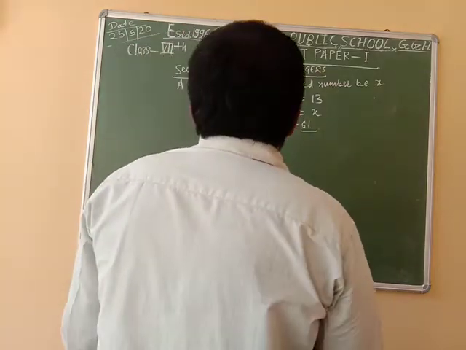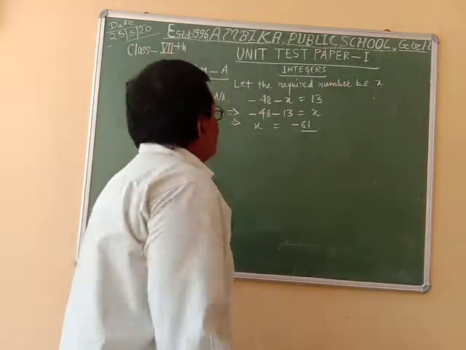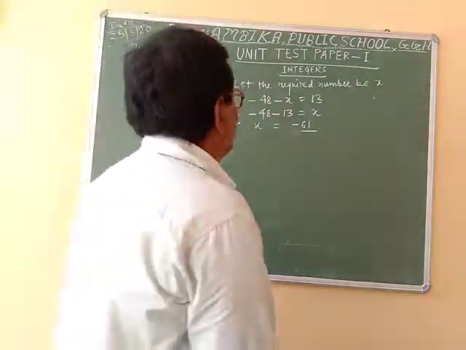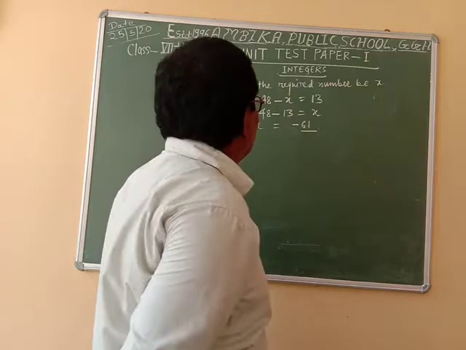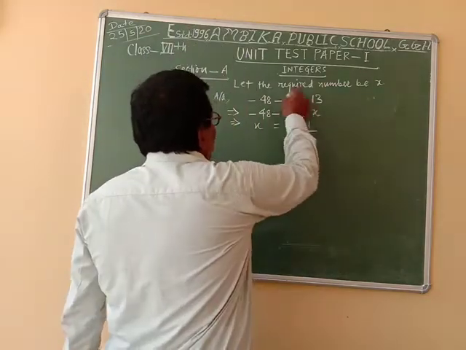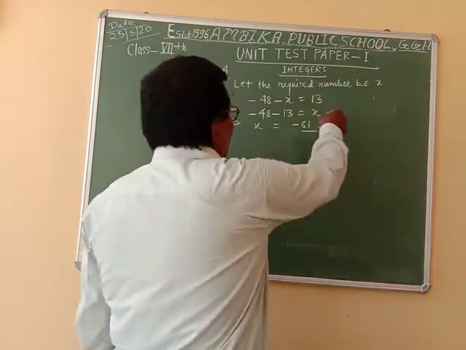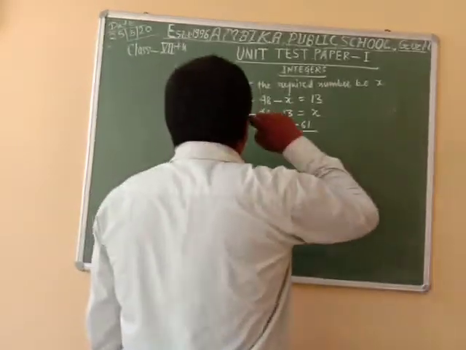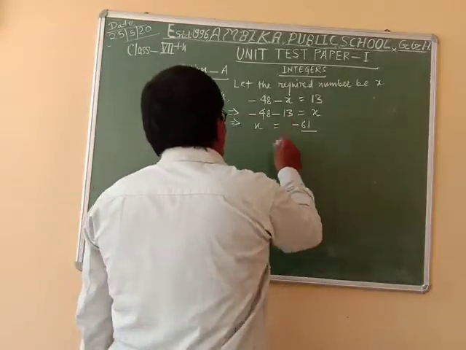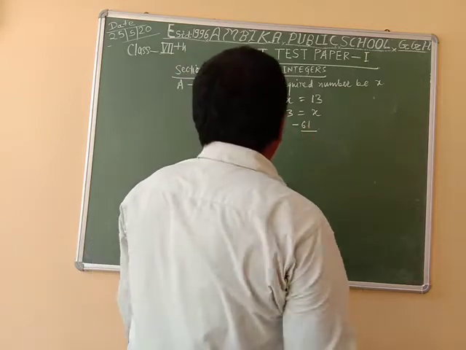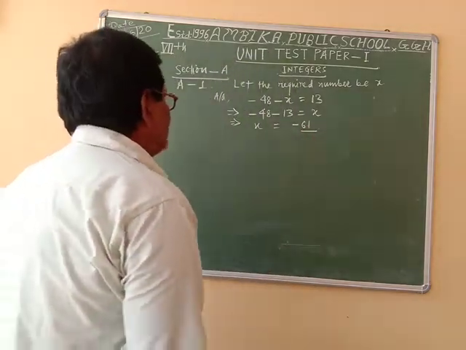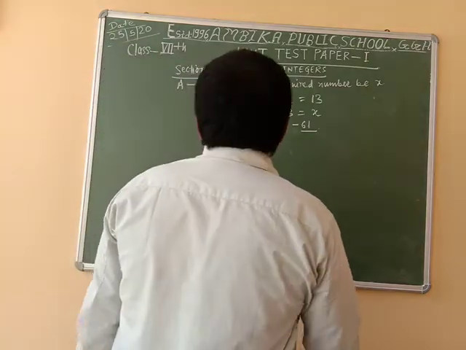We were asked what must be subtracted from minus 48 to get 13. To get 13, we subtract the required number x, and after subtracting we find that x is equal to minus 61. Hence minus 61 must be subtracted to get 13.